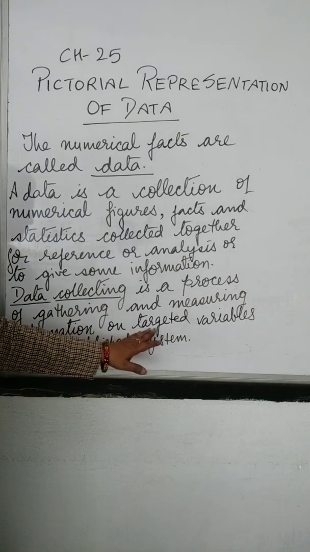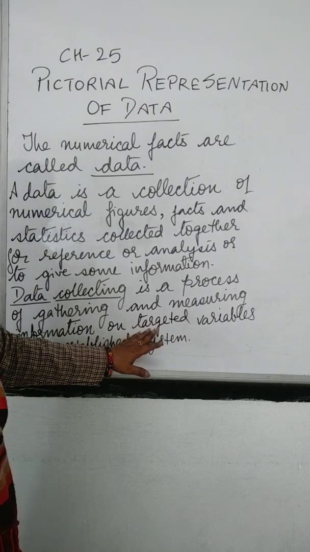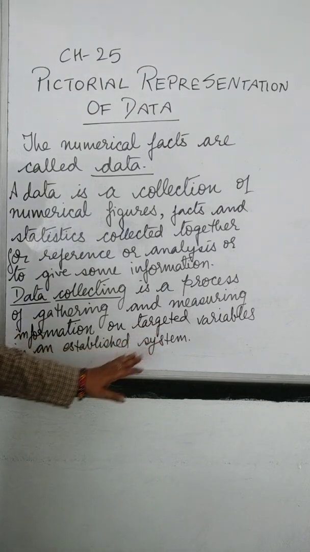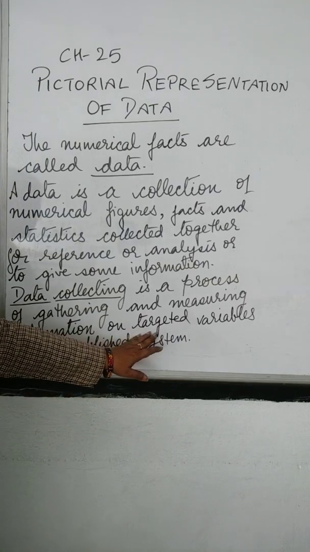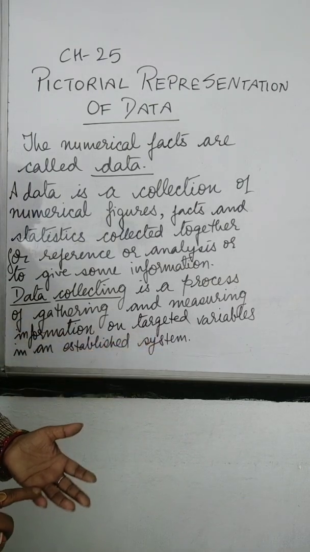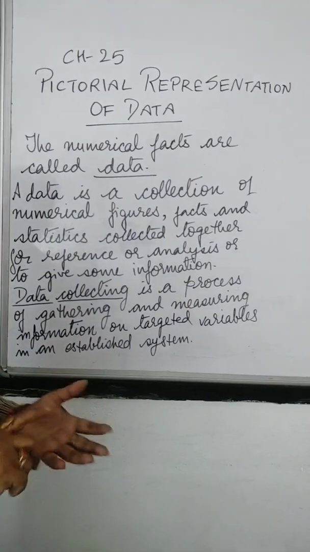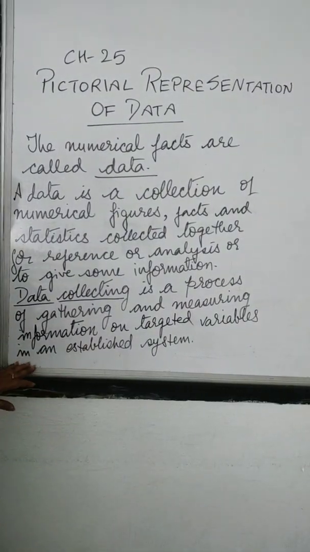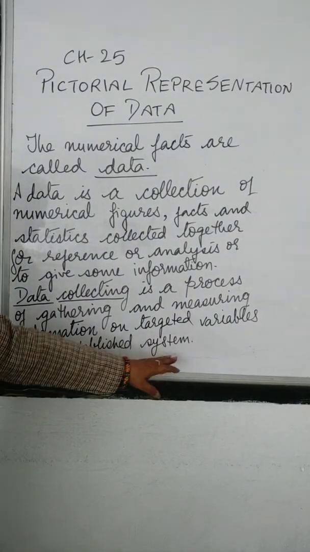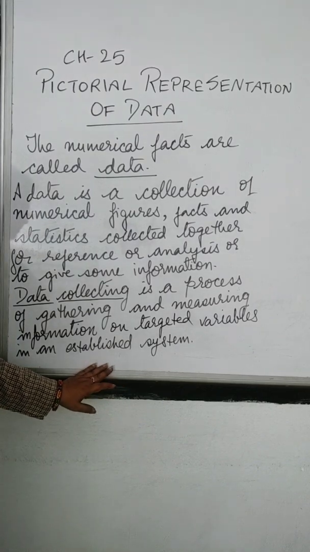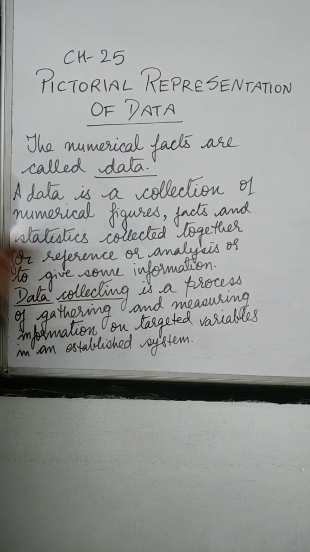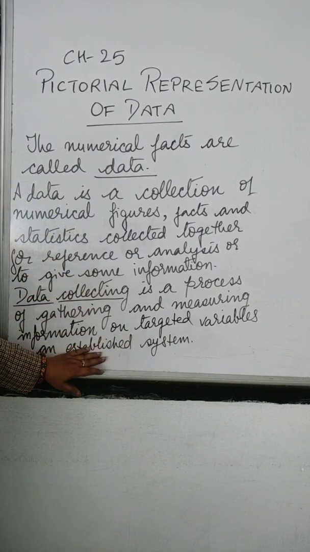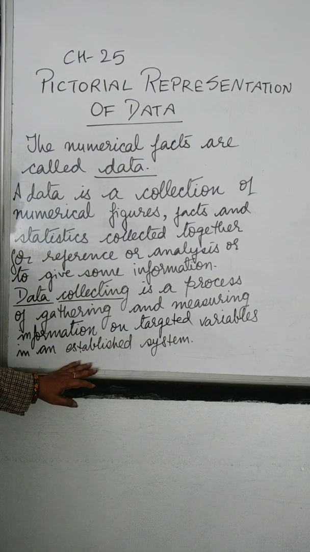Targeted variables means, suppose I want to collect the data of the marks obtained by each student in each subject. So that would be the targeted variables. What we have to collect is the marks, the subject and the name of the student. And an established system is a classroom, that is 5H, like this. So this is what data and data collection is.